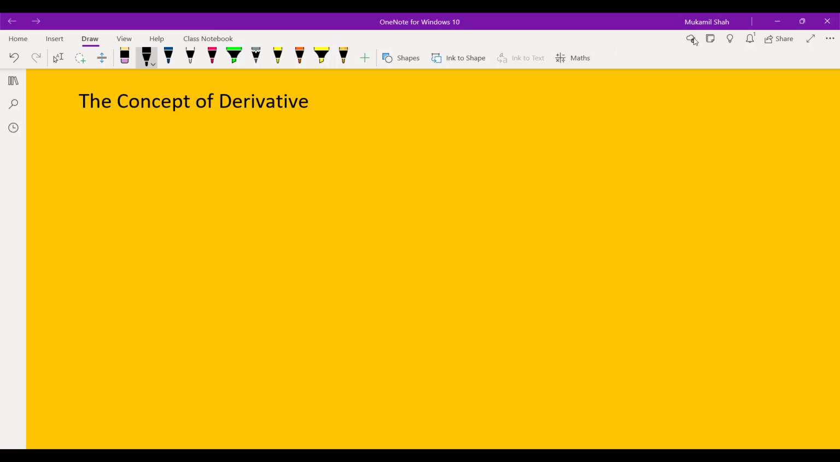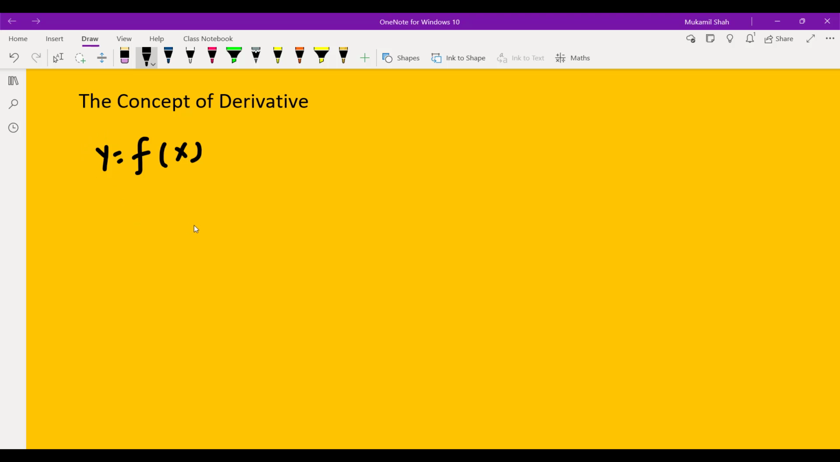To be more mathematical, if y is a function of x, which means that y depends upon x, then if there is 1 unit change in x, what will be the change in y? This will be determined by slope.